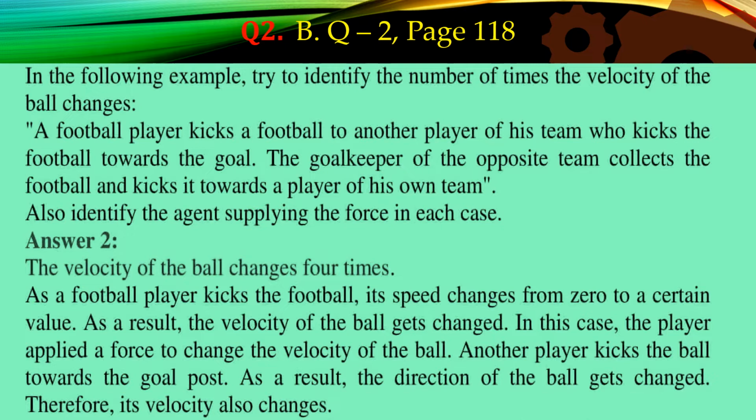So it is very clear that the velocity of the ball in this statement changes 4 times. As the football player kicks the football, its speed changes from 0 to a certain value. As a result, the velocity of the ball gets changed. So that is the first case. In this case, the player applied a force to change the velocity of the ball. So the first player mentioned is the agent applying the force.